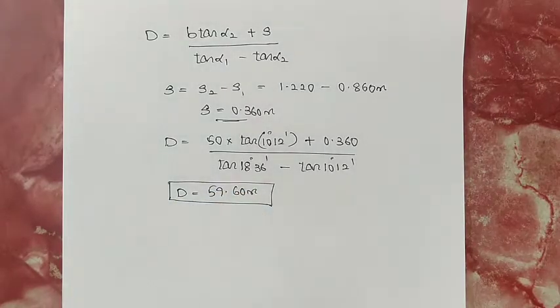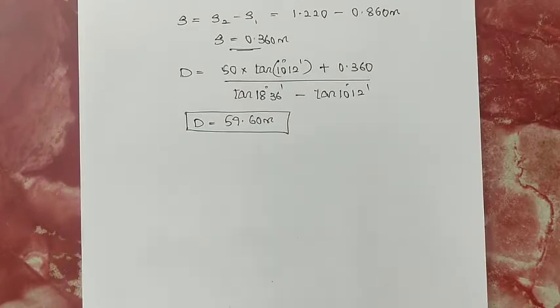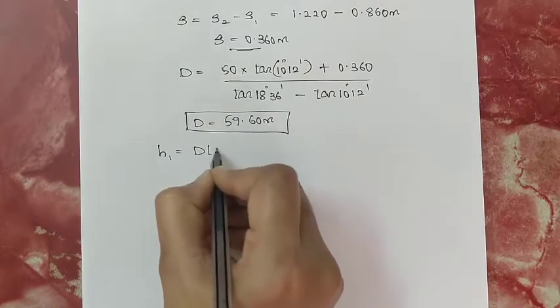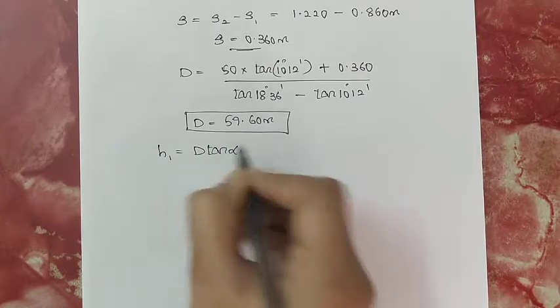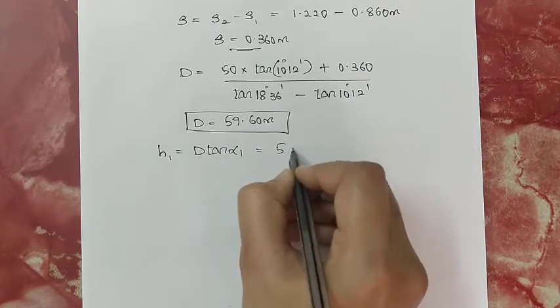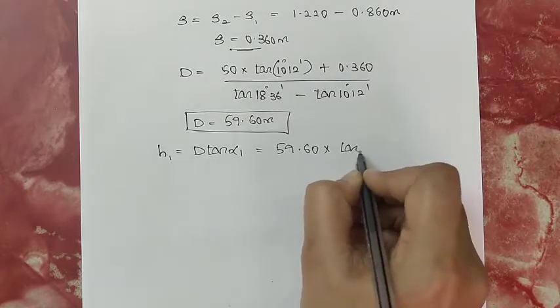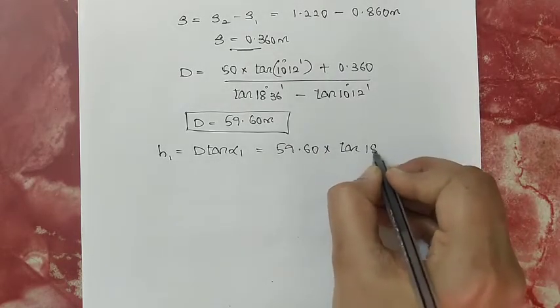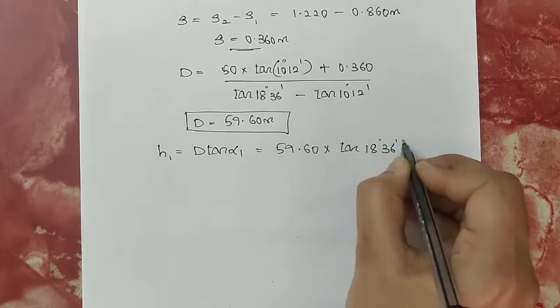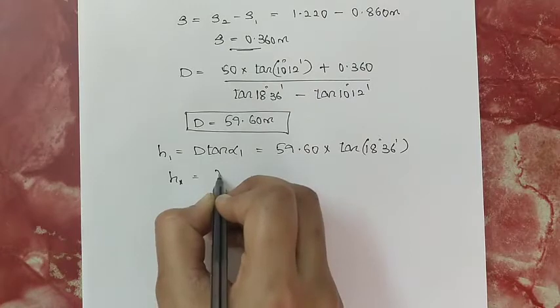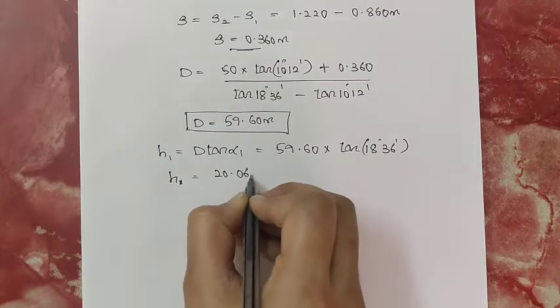Once you calculate the D value, calculate H1 and H2. Okay, H1 is given by D into tan alpha 1. Substitute the value D, 59.60 into tan of alpha 1, it is 18 degree 36 minutes. Okay, then you will get H1 as 20.06 meter.